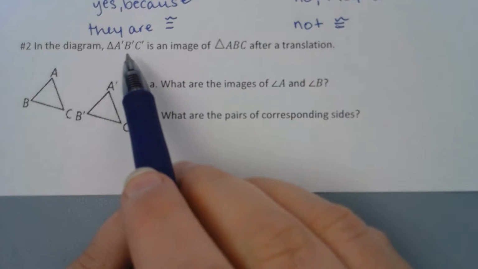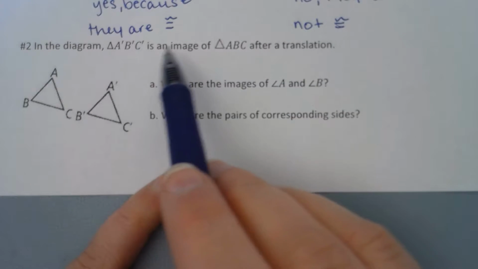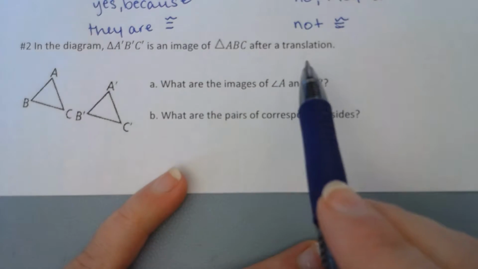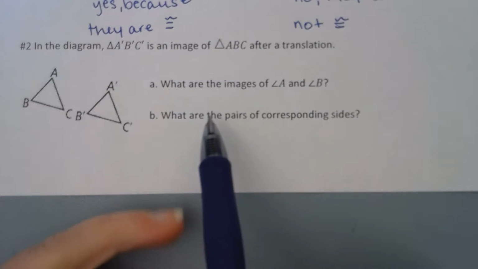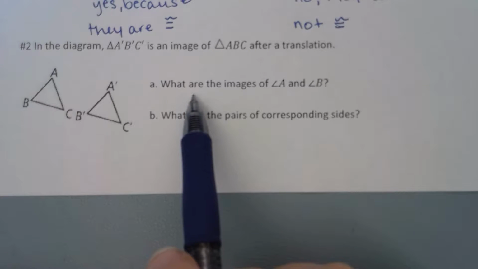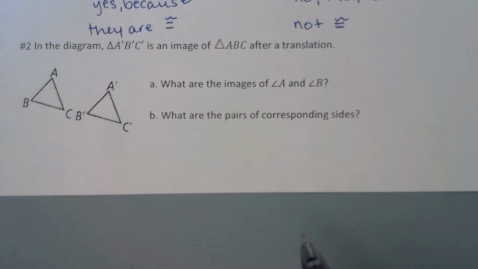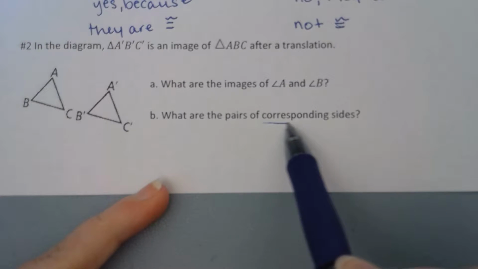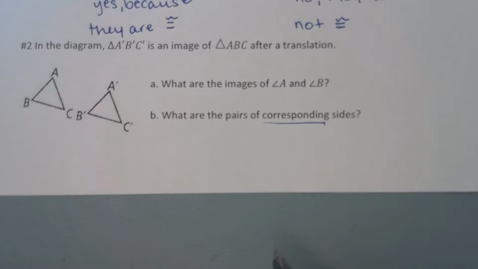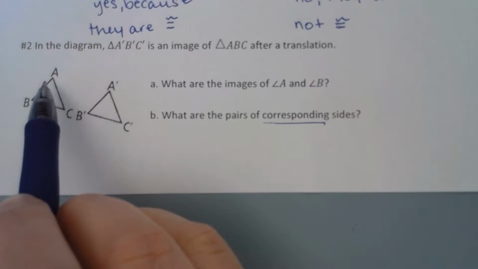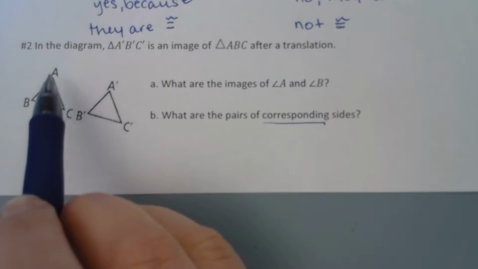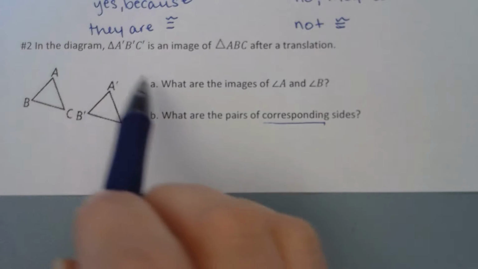Moving on to problem 2. In the diagram, triangle A prime, B prime, C prime is an image of triangle ABC after a translation. So they ask, what is the image of angle A and B? And what are the pairs of corresponding sides? Now what you just have to recognize here is, what are they asking me to answer here? You're going to see this word corresponding a lot within this unit. Corresponding means matching. So when they're asking what are the images of A and B, they're saying, here's A. This is my pre-image. What does it turn into? What matches that angle on my new shape?